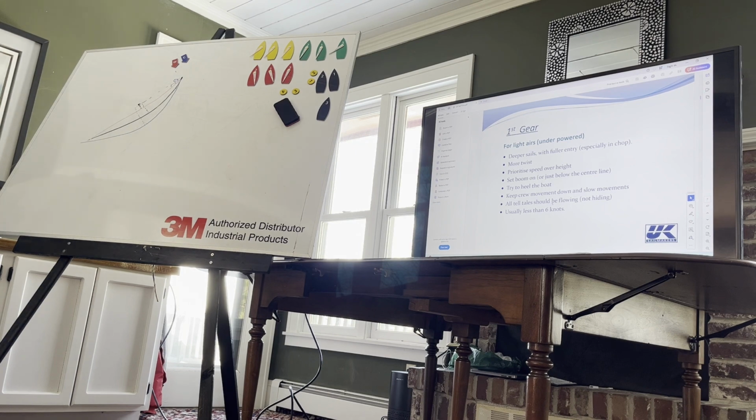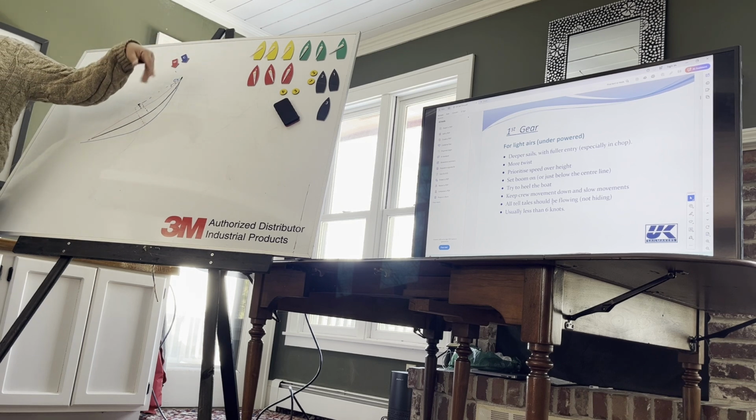Everybody good with that? So the way you have it drawn there, it looks like your draft position is going further aft. Yeah, don't pay attention to that. That's next. Okay. We're going to talk about that next, okay? That's just kind of how I draw it, and I kind of draw like a kindergartner.